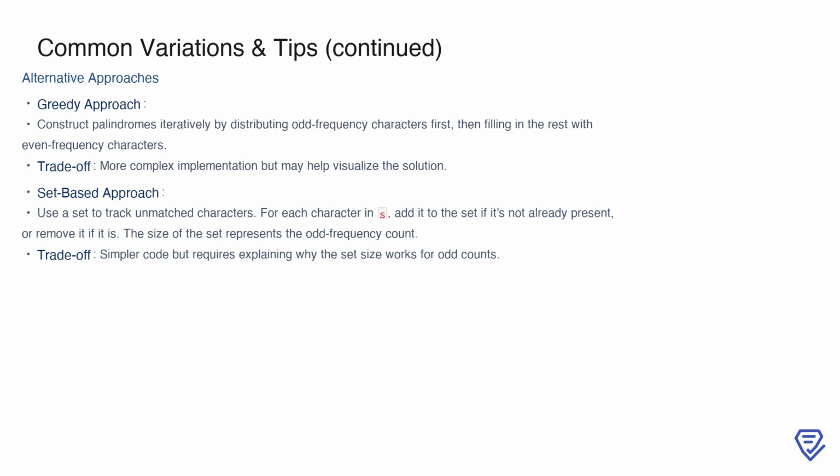Another option is a set-based approach, where you use a set to track unmatched characters. For each character in the string, you add it to the set if it's not already present or remove it if it is. The size of the set at the end represents the count of odd frequency characters. This method simplifies the code and provides an intuitive way to think about odd counts, but you'll need to explain why the set size is directly tied to the problem constraints. Both approaches offer valuable insights and can deepen your understanding of the problem structure.